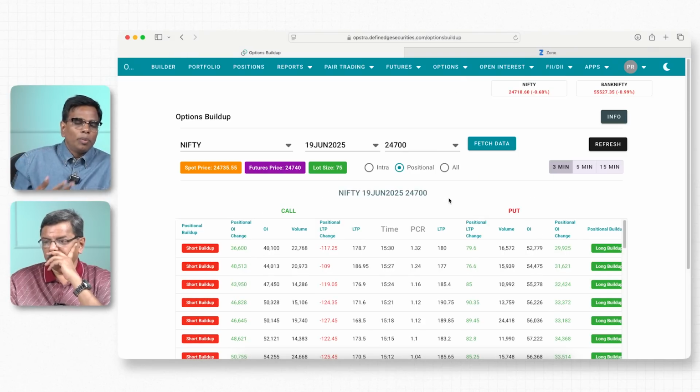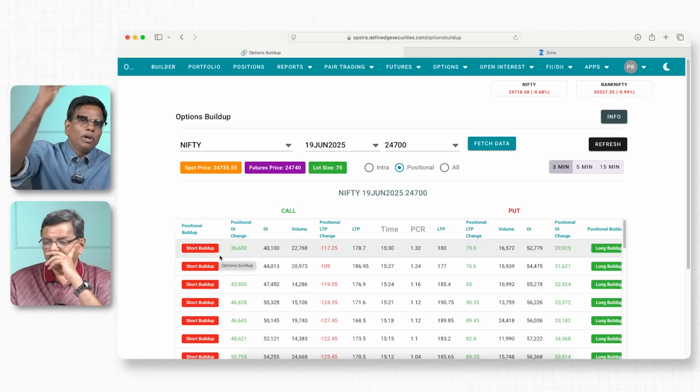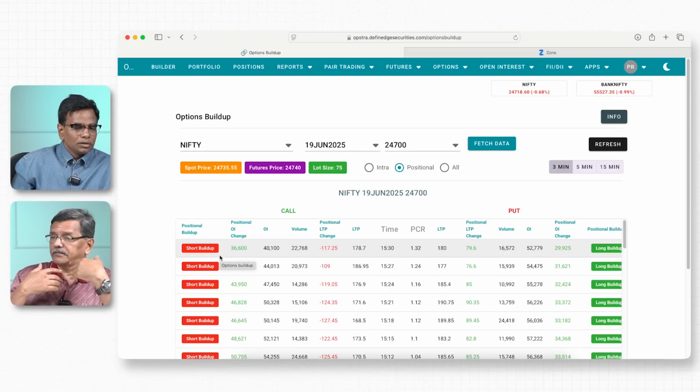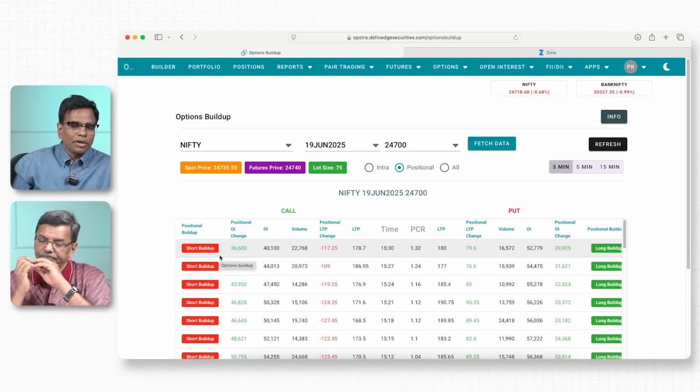In the morning you can open the at-the-money strike price and see how the build-up is happening. If you see a clear trend, you will see only one particular thing, just short build-up or just long build-up, every couple of minutes. If it is repeating again and again, that means it's a very clear, strong trend. And then you can decide accordingly what to do with that information.